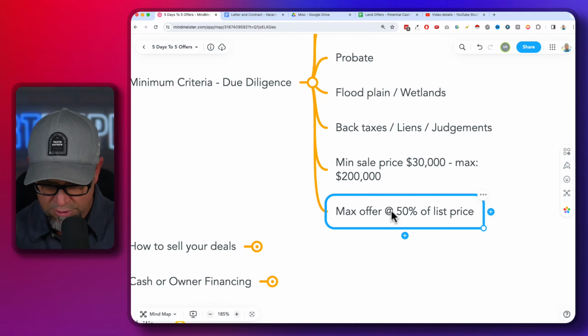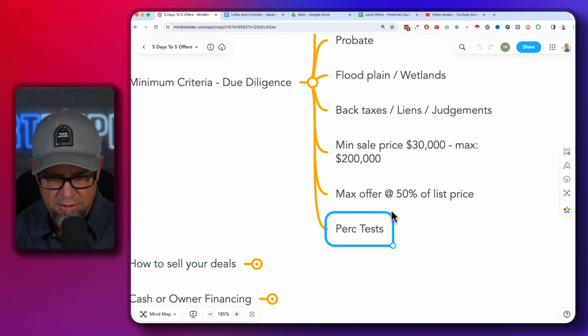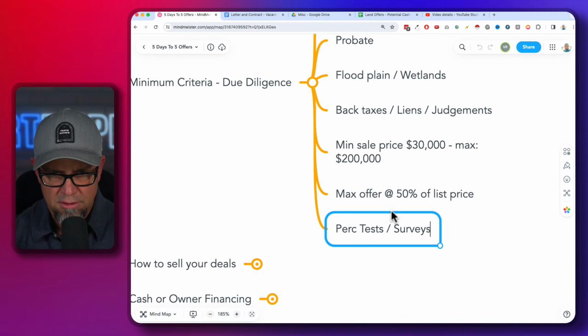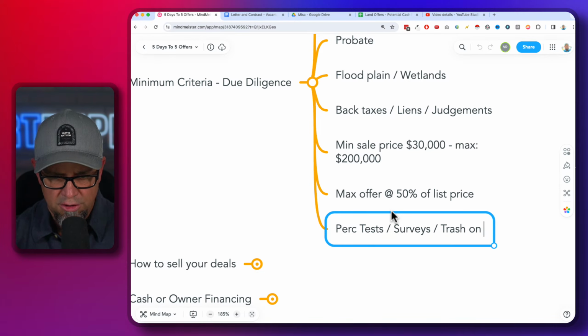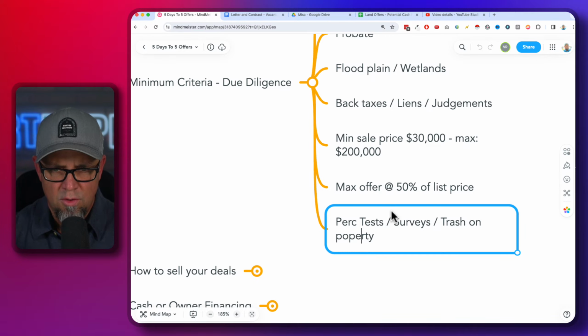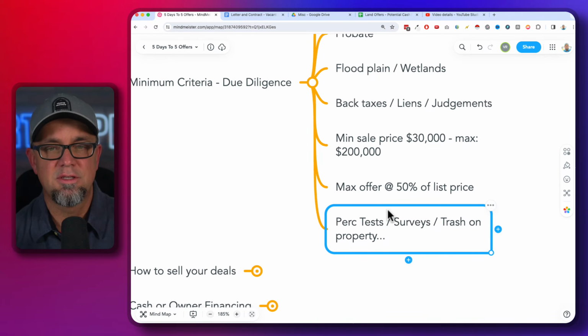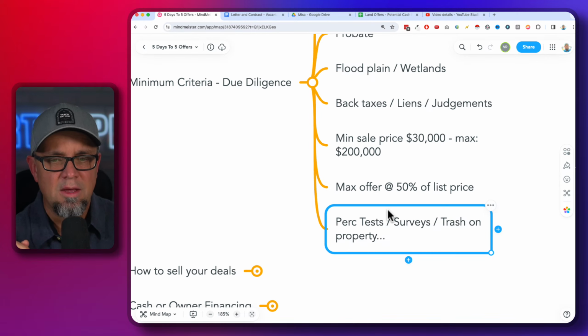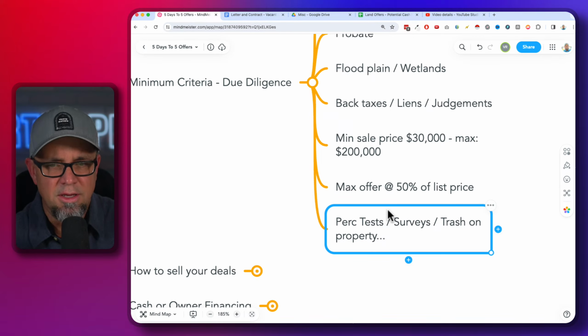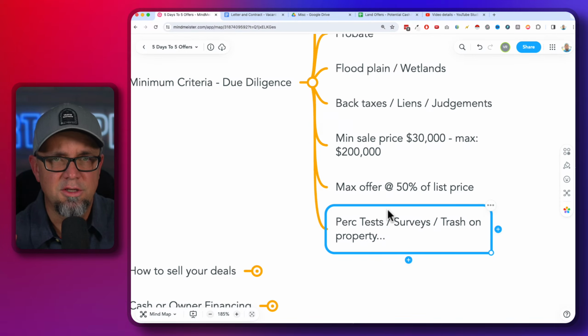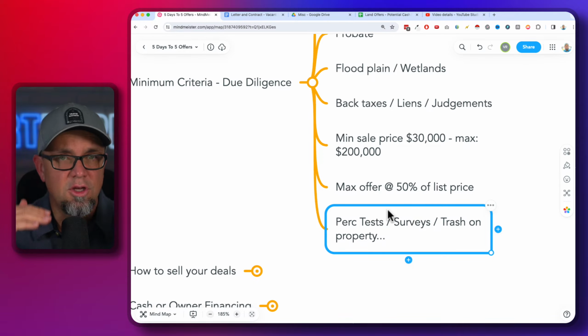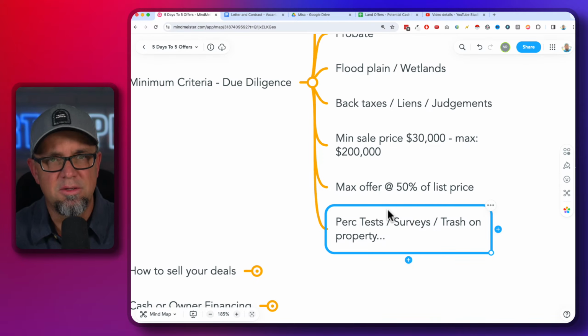This is kind of important too: perk tests, surveys, trash on property, the condition of the property. Because sometimes, if it's a good enough deal, you could spend $500 on a perk test, spend $1,000, $2,000 on a stake survey, pay somebody $500 to clean out the trash and brush hog some of the underbrush at the front of the property, maybe cut out a walkway or something. So if it's a good enough deal, this is where you can spend a little bit of money, which will help sell it faster. Make sense?